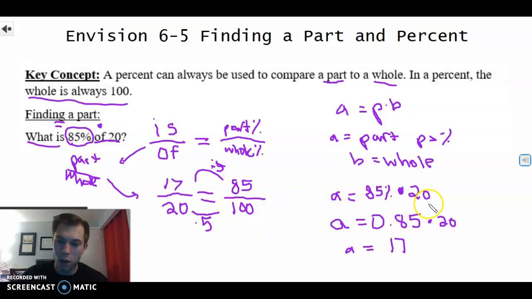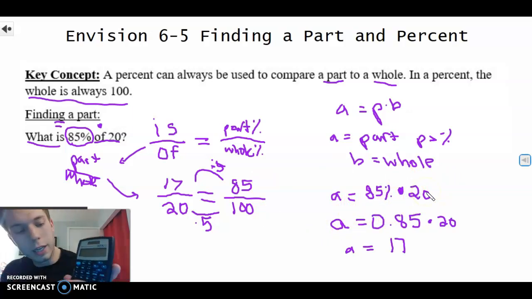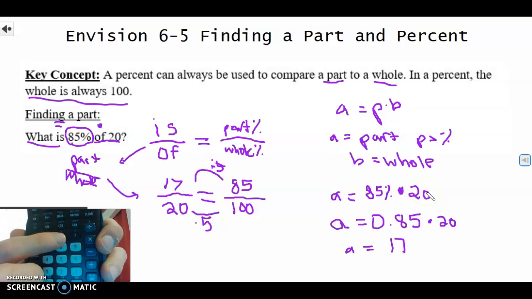Another way that you could type this into your calculator using percent, your calculator actually has a percent sign, and it is the open parentheses right here.